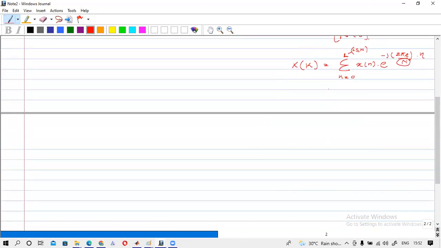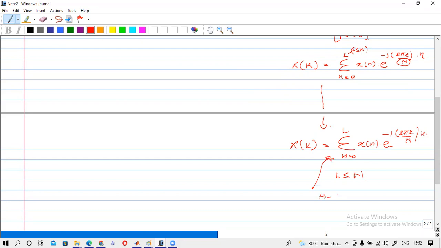So I think you have this basic idea, and I'm not going to explain it anymore. X[k] is equal to the sum over n equals 0 to L of x[n] e to the power minus j 2πkn/N, simple. This L should be less than or equal to N. So we call this the N-point DFT, the discrete Fourier transform. This is the definition.